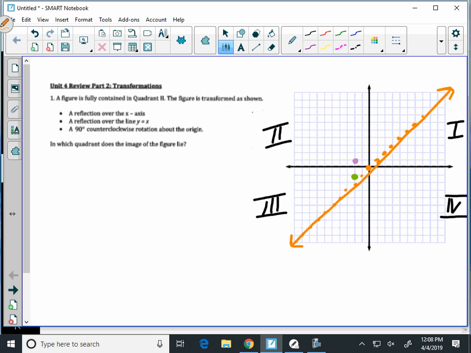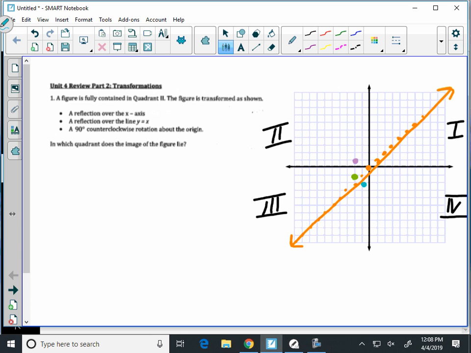Okay? And then we count. So to get our new green point to flip over that line, we have to go down 1. Are we going to go left 1 or right 1 to get on the other side of that line? Left, right 1.